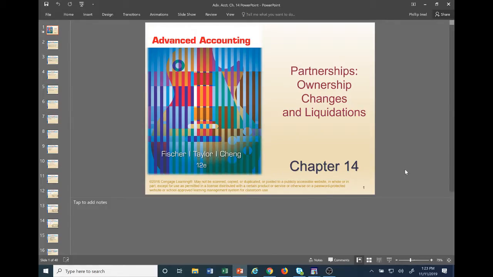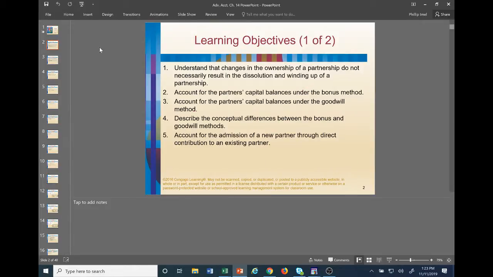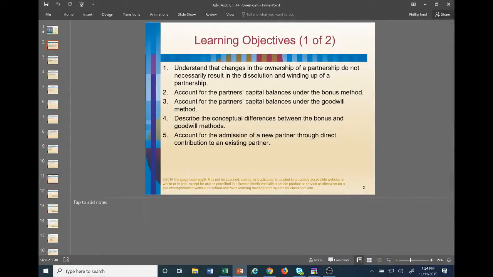Partnerships, ownership changes, and liquidations. The learning objectives for Chapter 14 are to understand that changes in the ownership of a partnership do not necessarily result in the dissolution and winding up of a partnership; account for partners' capital balances under the bonus method; account for the partners' capital balances under the goodwill method; describe the conceptual differences between the bonus and goodwill methods; and account for the admission of a new partner through direct contribution to an existing partner.